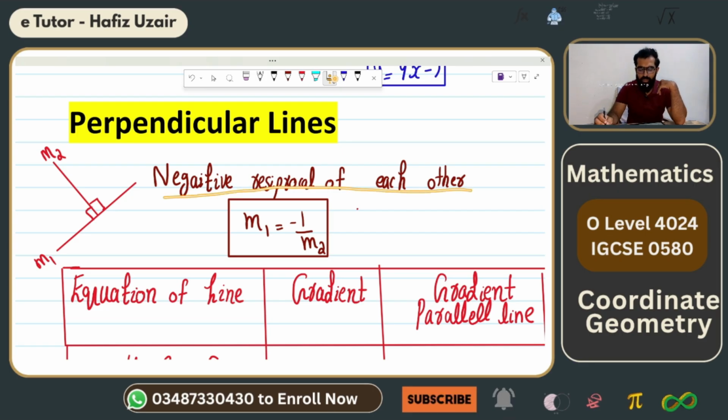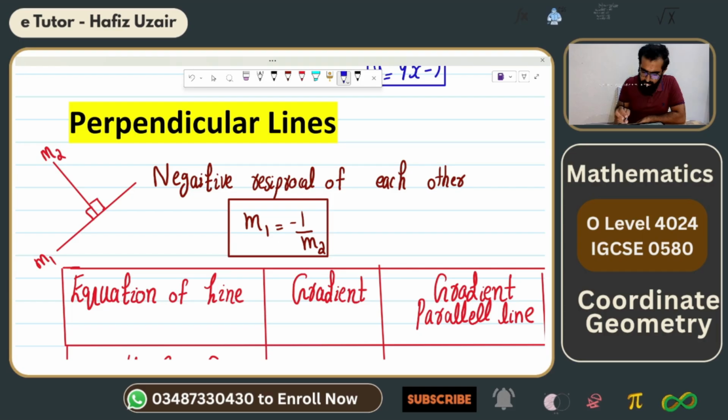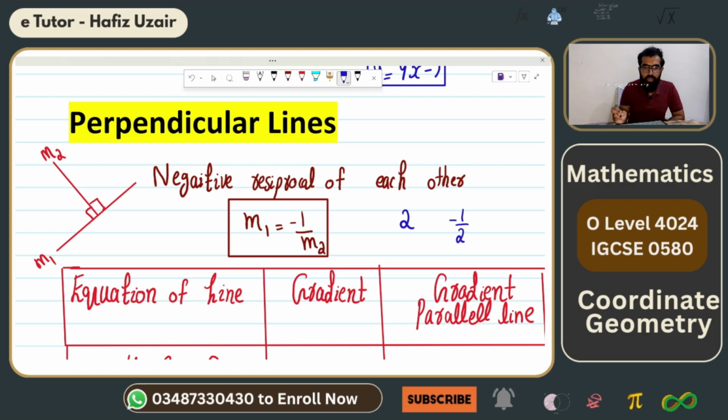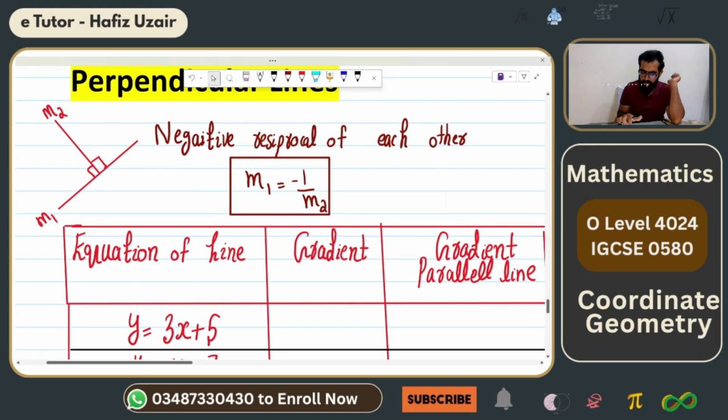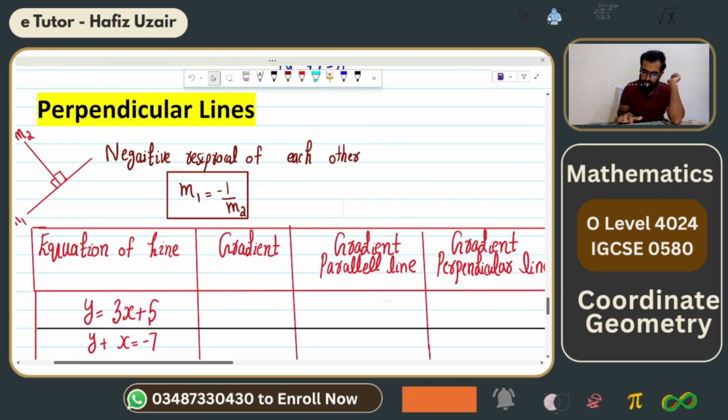What does it mean? Negative reciprocal of each other means, let's say a line has gradient 2, then the line that is perpendicular to this line will have gradient minus 1 over 2. If this line has gradient 2 by 3, the other line will have gradient minus 3 by 2. So perpendicular lines have gradients that are negative reciprocals of each other. Remember, negative and then reciprocal. Here I designed a table that is very important, so you need to understand it.